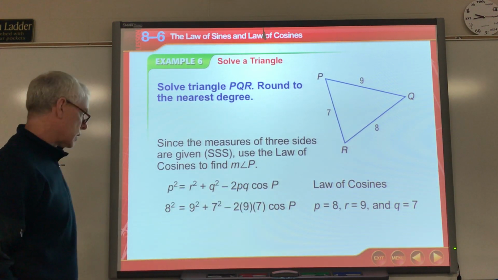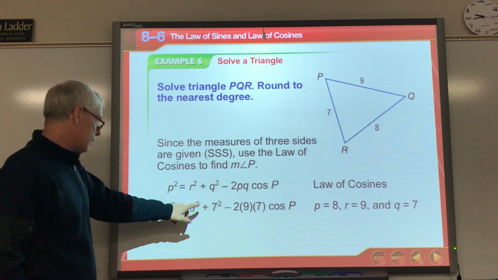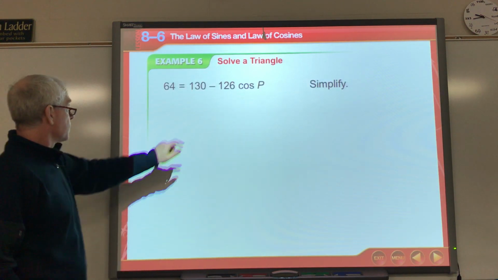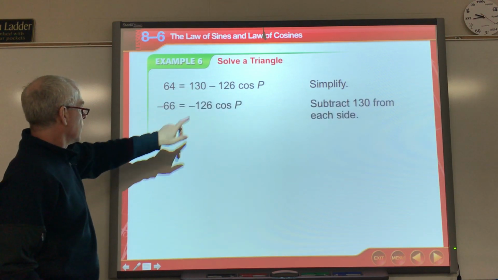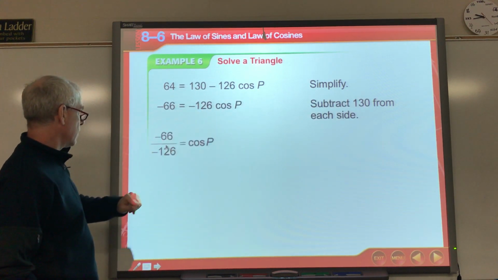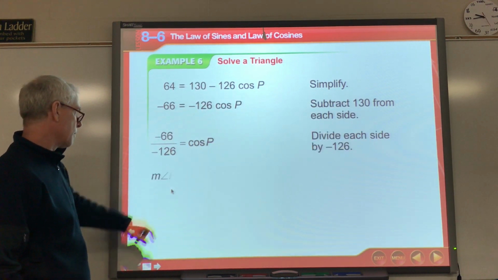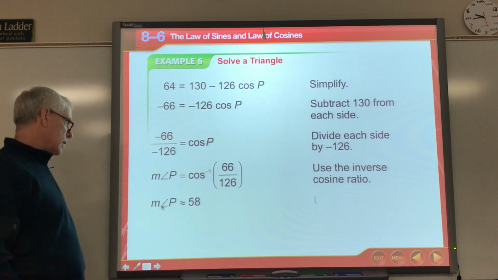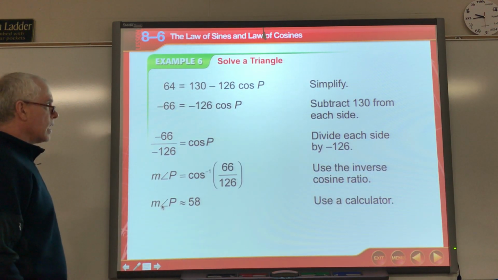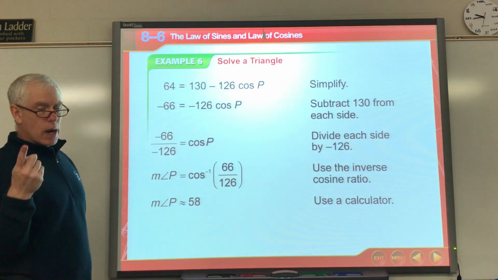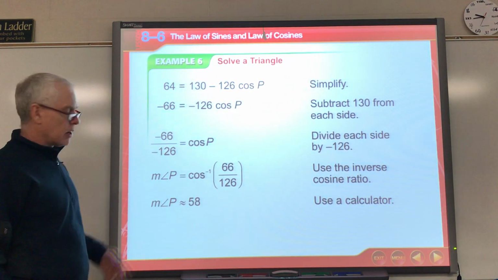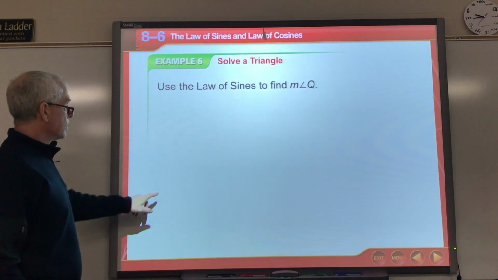You guys remember the law of cosines, we can work it out. So I'm going to have to go ahead and square all of that stuff. I'm going to subtract 130. I'm going to divide by negative 126, and then I have to type inverse cosine to get that. Okay, so I get 58 degrees. So that's one of the angles. Now that I have one angle, I can use the law of sines to find the others, okay? And that's the idea now.